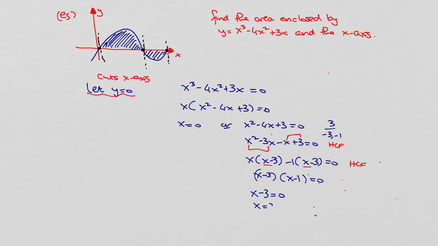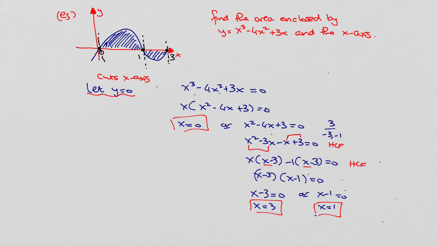So again, if both of those multiply to give you 0, that means that x minus 3 must equal 0. In other words, x equals 3. Or x minus 1 equals 0. In other words, x equals 1. So now we have our three limits. We have x equals 0, x equals 3, and x equals 1. So if I go back to my function there and I mark that in, that's 0, then we have 1, and then we have 3.